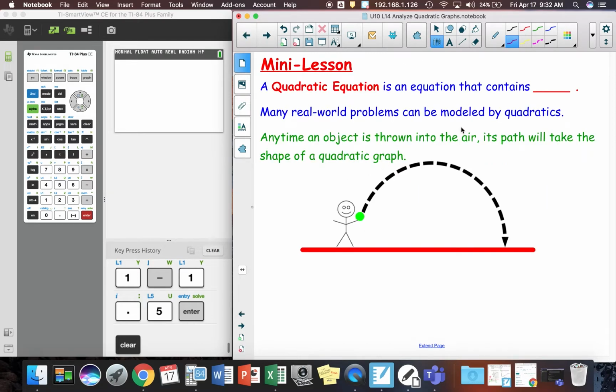So quadratic equation, again, it's when it contains x squared. Alright, and we're going to have many real-world problems modeled by quadratics. So anytime we throw something in the air and then it falls back down, it takes the shape of a quadratic graph. It's a negative quadratic, but it's still a quadratic, and we can solve a lot of problems dealing with this. So we're going to have to identify different parts of quadratics and relate them to real-world scenarios.